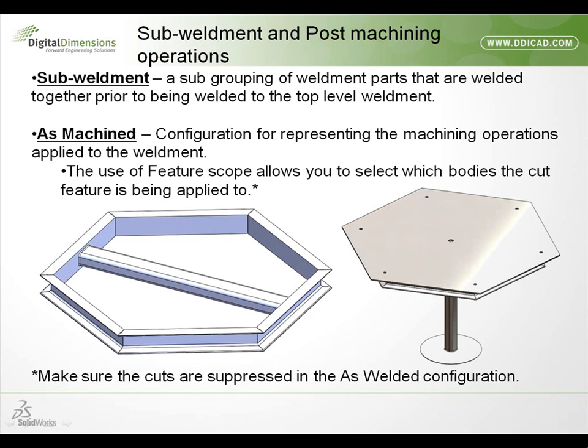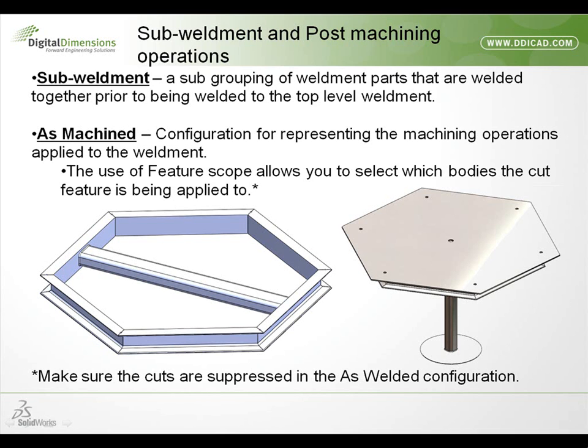Sub-weldment and post-machining operations. A sub-weldment is a group of structural members and/or plates that are welded together prior to being added to the top-level weldment. For post-machining operations, there is an as-machined configuration automatically added once we enter into the weldment environment. We can take advantage of the feature scope underneath our machining cut features to specify which structural members and/or plates the feature is being applied to.